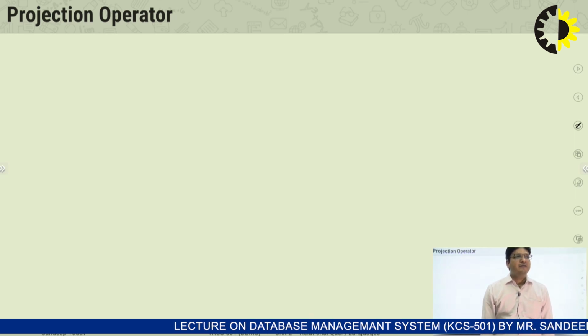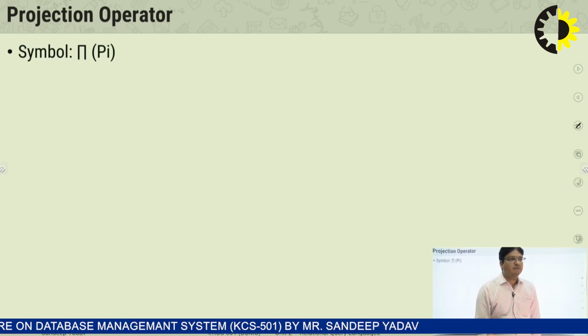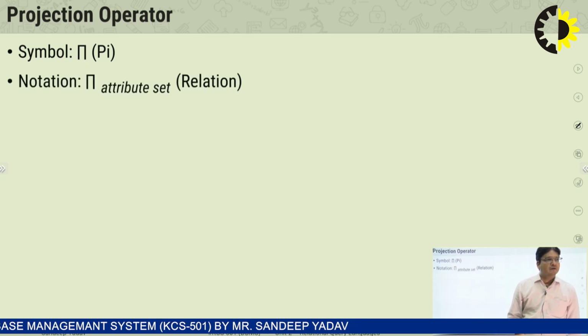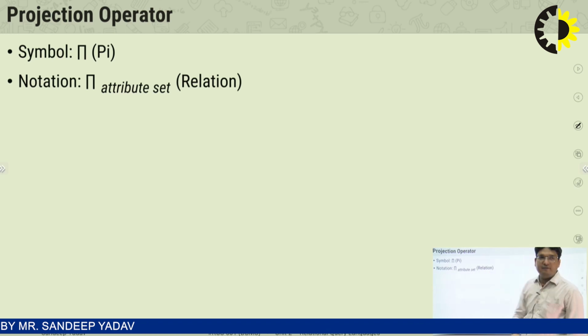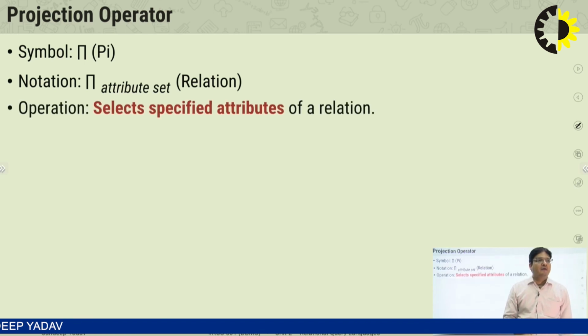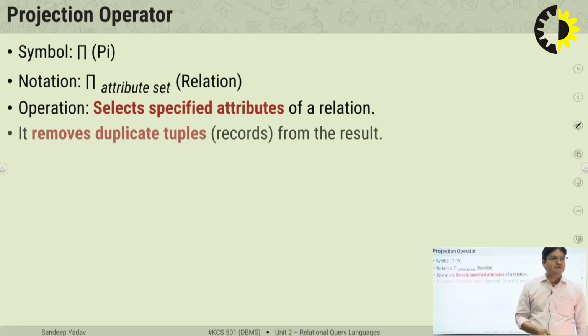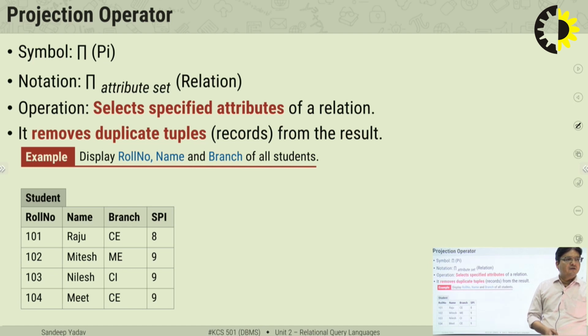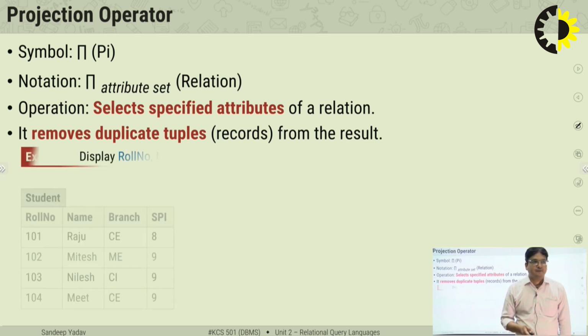Then we need the projection operation, that is done by the projection operator, that is denoted by the symbol pi. Now the notation is pi attribute set followed by the name of the relation. Now this operation selects specified attributes of the relation. This particular operation removes the duplicate tuples from the results.